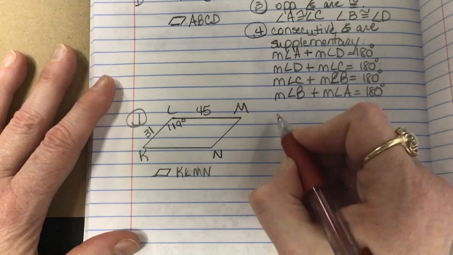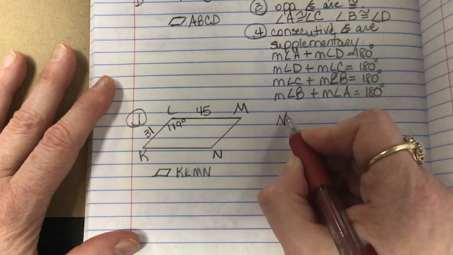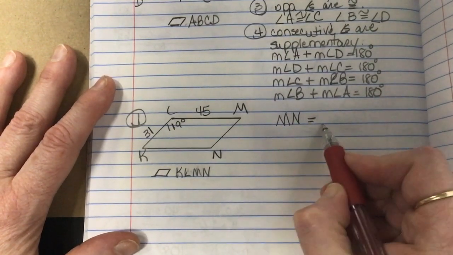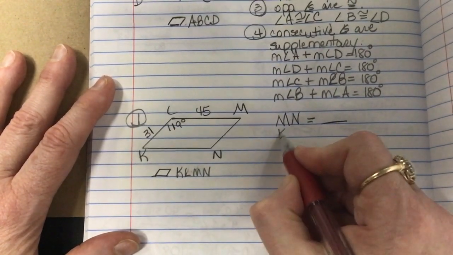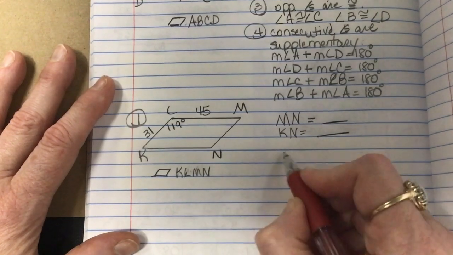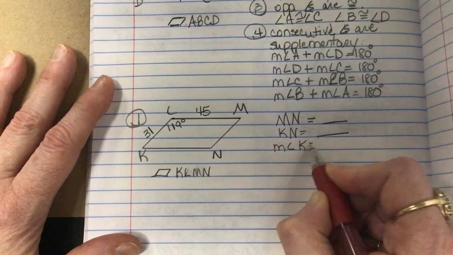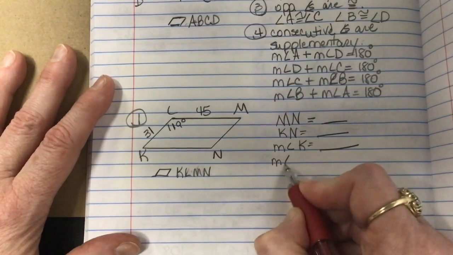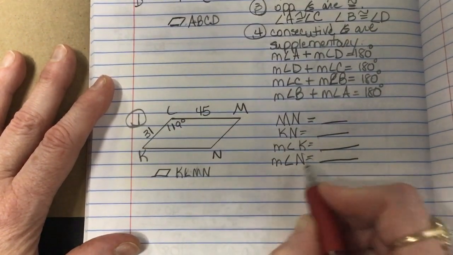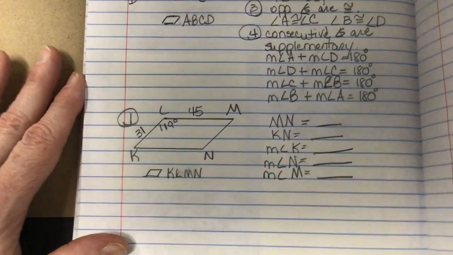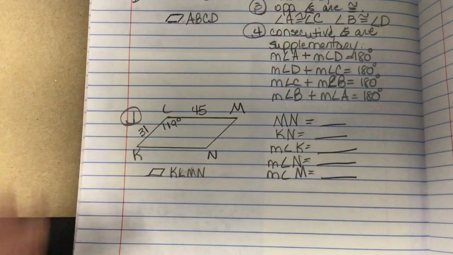So, over to the side. MN equals. Now remember, without a bar, that means the measures. Put your blank. KN equals blank. Measure of angle K equals blank. Measure of angle N equals blank. Measure of angle M equals blank. We've done problems like this with triangles. Now we're doing it with parallelograms.